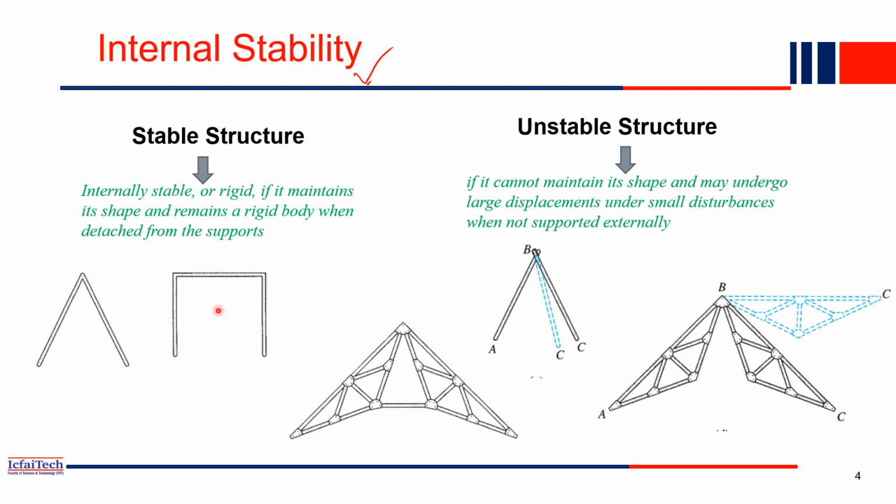Like this is a stable structure. Similarly, here also this frame is a stable frame. This is a truss, and this truss is also a stable truss. Now, what is an unstable structure? An unstable structure is one that cannot maintain its shape and undergoes a large deformation under a small disturbance when it is not supported externally. Then we call it an unstable structure. So, for example, if you give a small deflection to a structure, if the structure remains, so I'll just give you an example here.